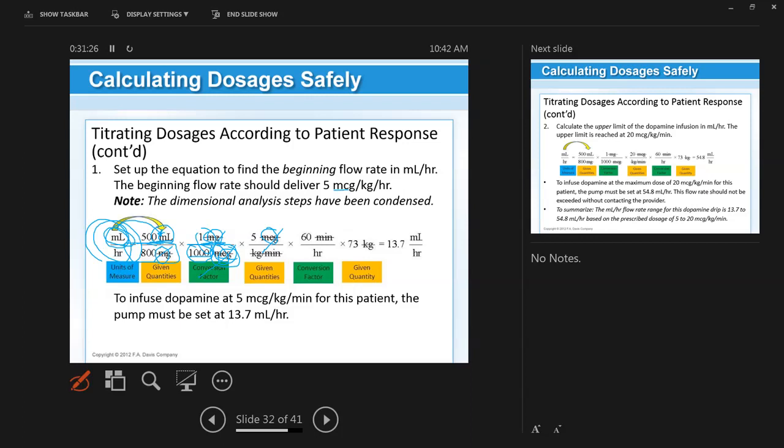And so our problem tells us that our beginning flow rate is 5 micrograms per kilogram per minute, and we're trying to find the mLs per hour flow rate. So we need to convert minutes to hours. This has two different conversion factors. So not only are we converting micrograms to milligrams, but we're also converting minutes to hours. So we know that we can put minutes up top and then label with hours, and then I'll add in my 60.